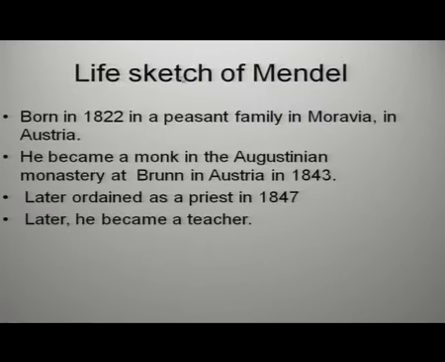Now, before going to the details, I would like to present a life sketch of Mendel. He was born in 1822 in a peasant family in Moravia in Austria. He became a monk in the Augustinian monastery at Brunn in Austria in 1843. Later, he was ordained as a priest in 1847 and he became a teacher also.